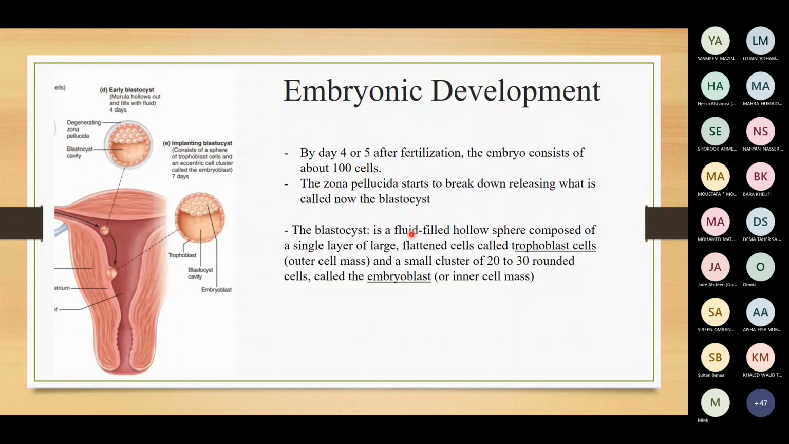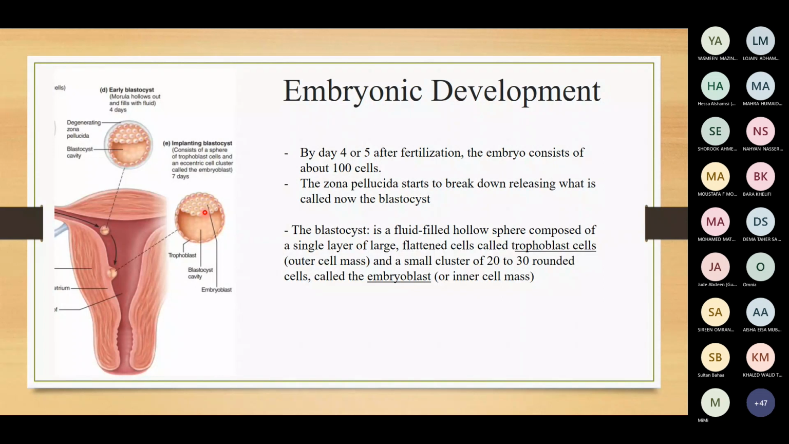So now if you look at the definition, it's a fluid-filled hollow sphere composed of a single layer of large flattened cells. Now, let's take a look at this. We can see that there is an outer circle of cells, right? And then we can see a group of circles inside here. They're just clustered together. So they're divided into two different layers. The one on the outside, we call the outer cell mass. It's forming the border, and this is what we call the trophoblasts, okay? So the trophoblasts are the outer cell mass. We find them around the border. And then on the inside right here, the inner cell mass, we call them embryoblasts, okay?